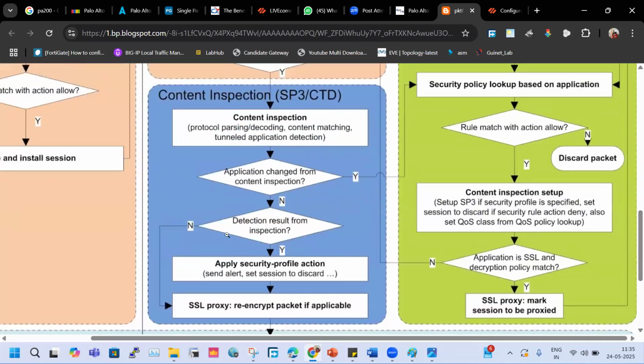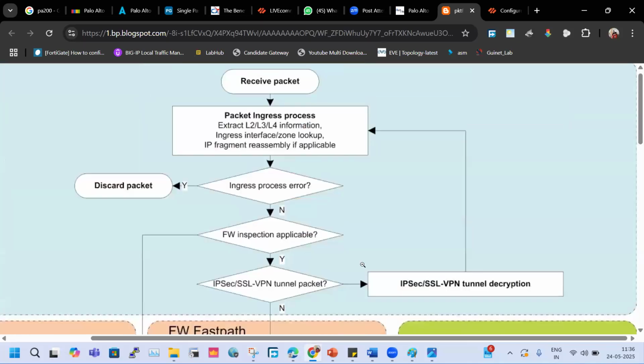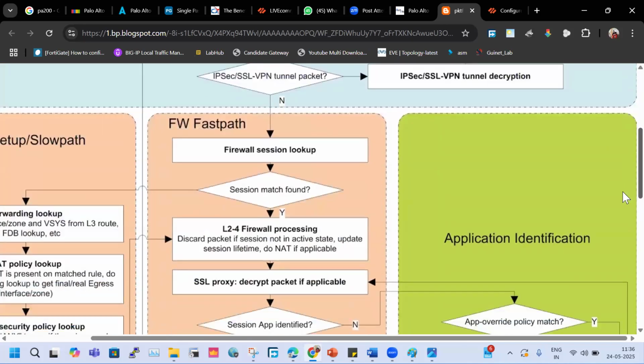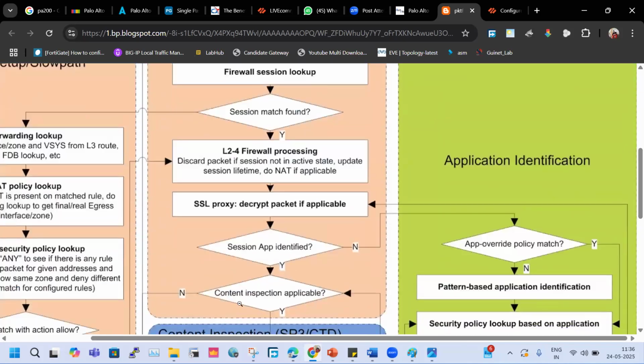Yeah. In the flowchart, it is mentioned like content inspection applicable or not. In what scenario is content inspection applicable? Could you please move upward a little bit? In the middle down. This one? Content inspection applicable. Yes. Okay, in that scenario, we have already discussed.